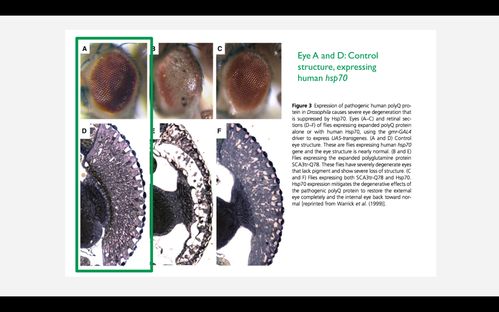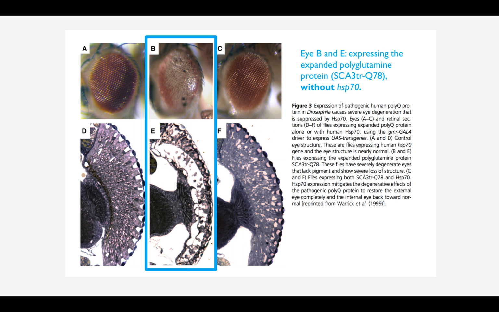The control, outlined in green here, 1A and 1D, expresses HSP70 and no polyglutamine repeats. As you can see from the photo, the cross-section and also the close-up picture of the eye appears relatively normal and healthy. The next series of pictures, 1B and 1E, express the expanded polyglutamine protein without HSP70. As you can see from the cross-section and also the close-up image, this eye does not look very healthy and it caused degenerative structural effects. There's a lot of white area in the cross-section photo, which shows that there was neuronal death that occurred there.